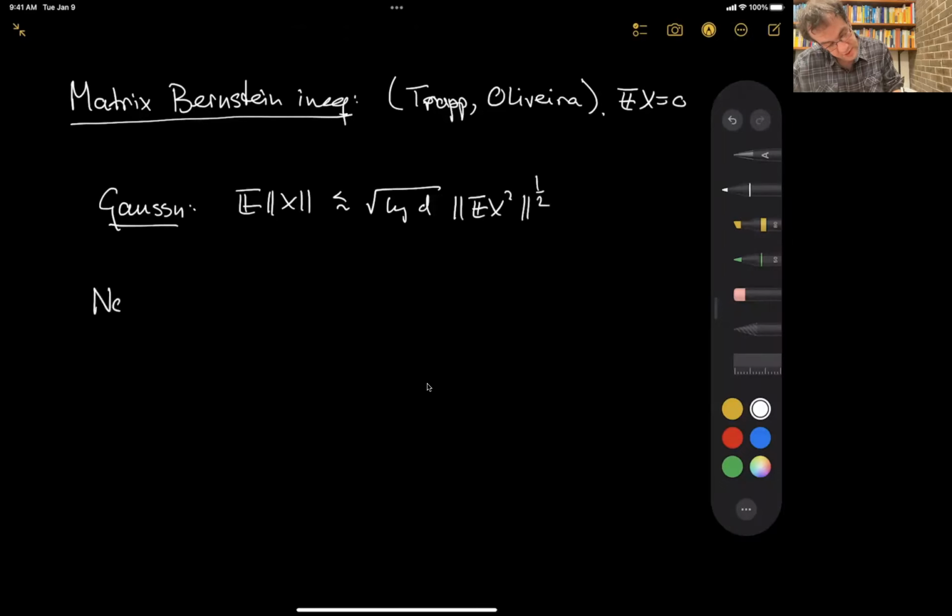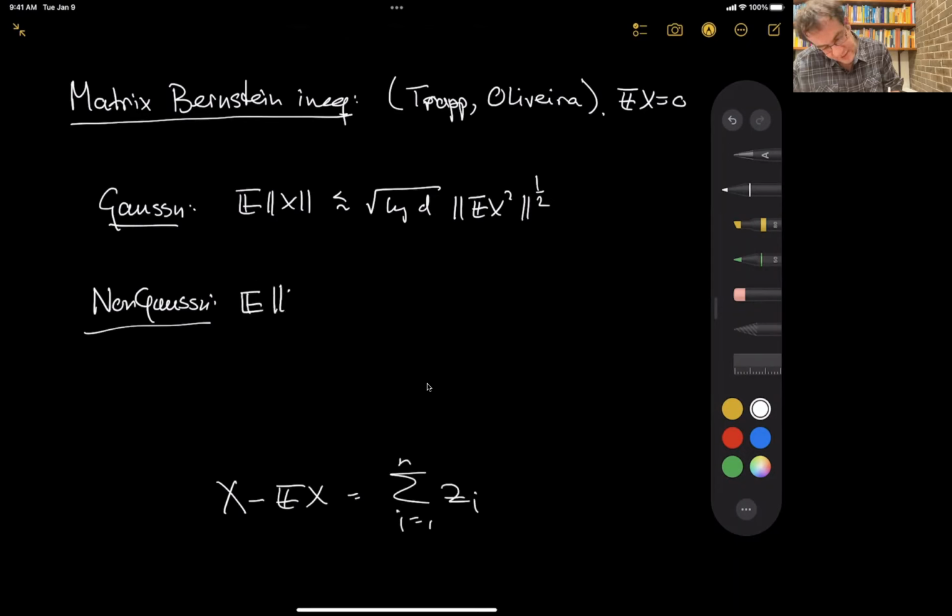Now for the non-Gaussian case, the model is X minus the expectation of X, where the expectation of X is here 0, equals the sum over i from 1 to n of Z_i, where the Z_i are independent random matrices. What you get is exactly the same inequality, but with an extra term that captures the non-Gaussianity. Here you have log d times some parameter called R. And what is the parameter R?